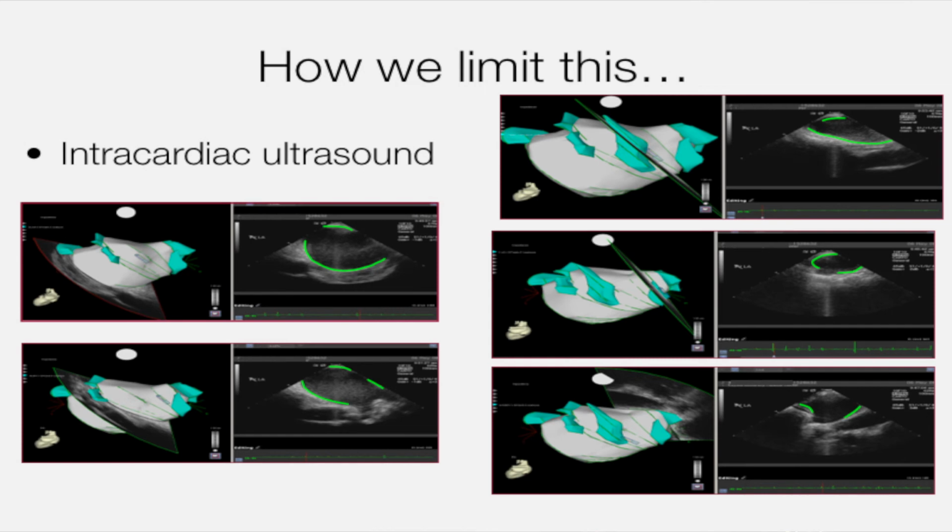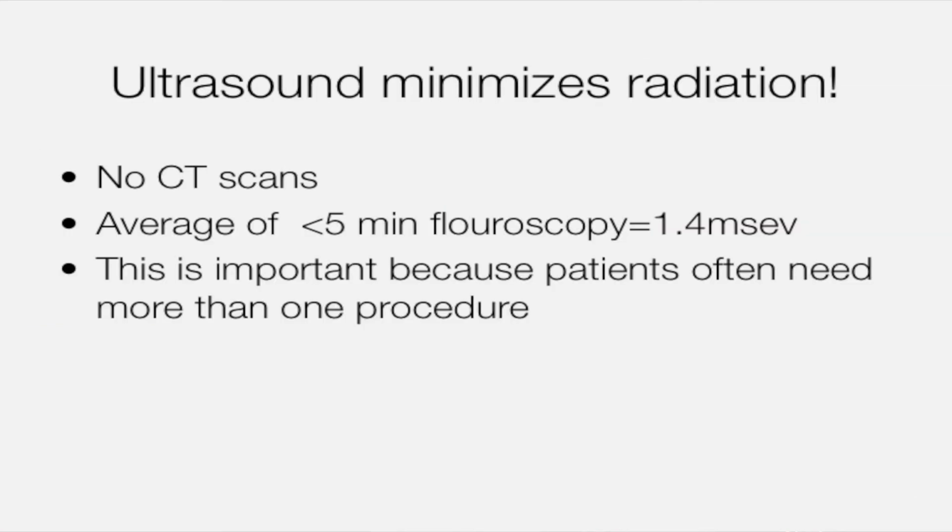How we limit this is, again, ultrasound. We're very reliant on that, and that's how we really decrease our radiation exposure for the patients. We don't use any CT scans anymore because we're able to make a full map using ultrasound. Our average fluoroscopy time is probably less than 5 minutes, and that's really all the radiation they get. And that's important, again, because they often need more than one procedure in the more advanced patients.